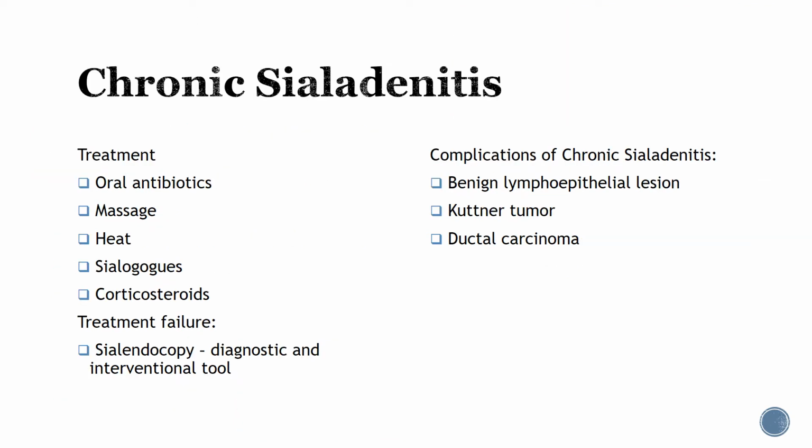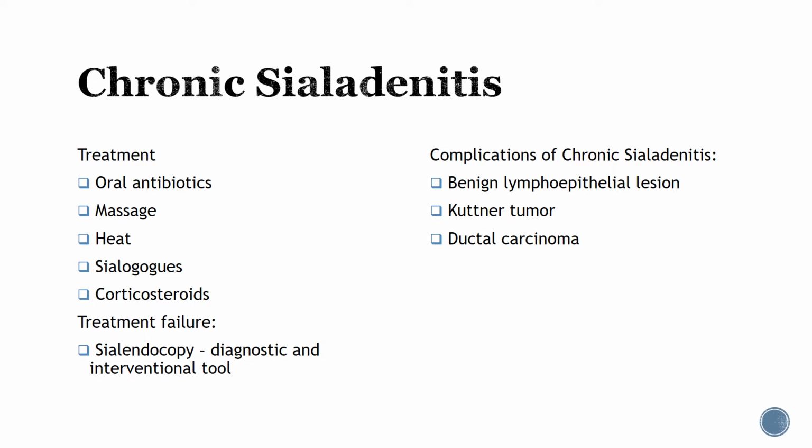Initial treatment is conservative and involves oral antibiotics, massage, heat, sialogogues, and corticosteroids. Antibiotics are only effective if acute sialadenitis is present. Corticosteroids, taper, can be used in short term to decrease inflammation, and hydration via sialogogues and warm compresses serve to flush out the precipitated serum proteins within the salivary ducts. If this treatment fails, sialendoscopy can be used to wash out the intraductal system and dilate the ducts.